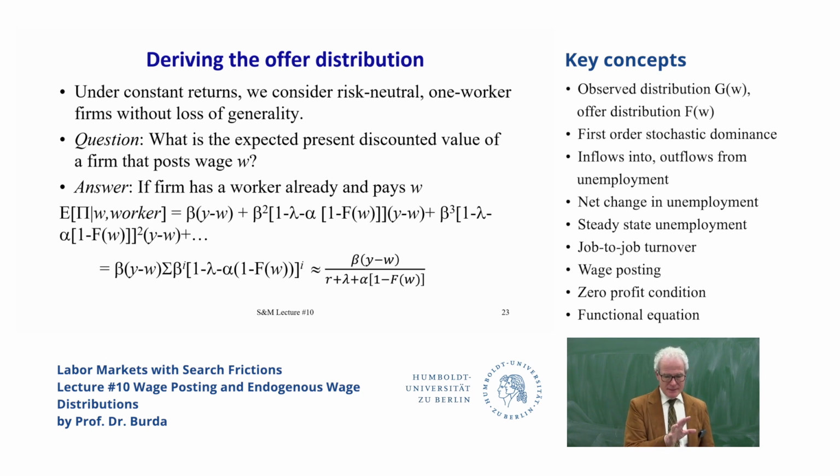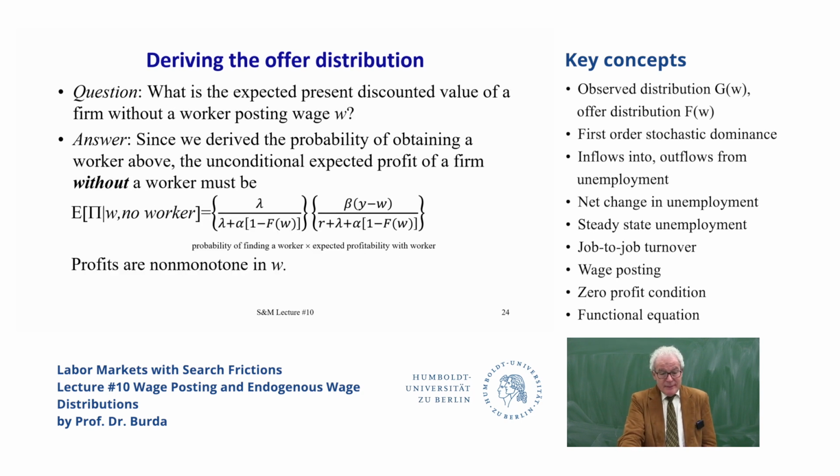Okay, so we've got this expected value, but it's only part of the story. This is the expected value of my profits if I post W. There's no guarantee. And if I don't have a worker, then I've got to figure that one out too. So if I post W and I don't have a worker, then I'm not making any money today, but maybe next period I'll get somebody.